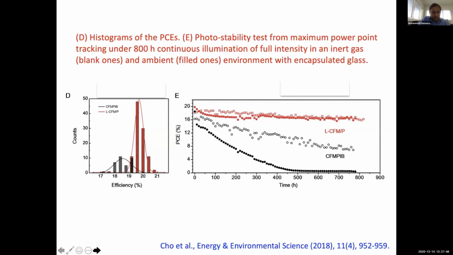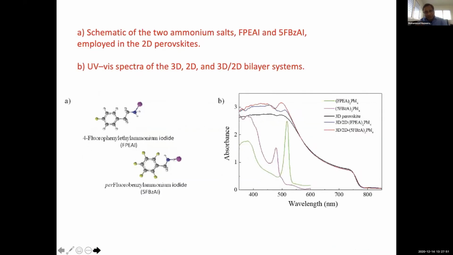Now, I come back to another interesting property. Perovskites are hygroscopic, just like sodium chloride salts. They take up a lot of water. Can we intelligently create a hydrophobic two-dimensional perovskite so that they can be extremely stable? Here are two examples. One is fluoride, which is a hydrophobic substitution: fluorophenylethylamine and perfluorobenzylamine. These are the two cations.